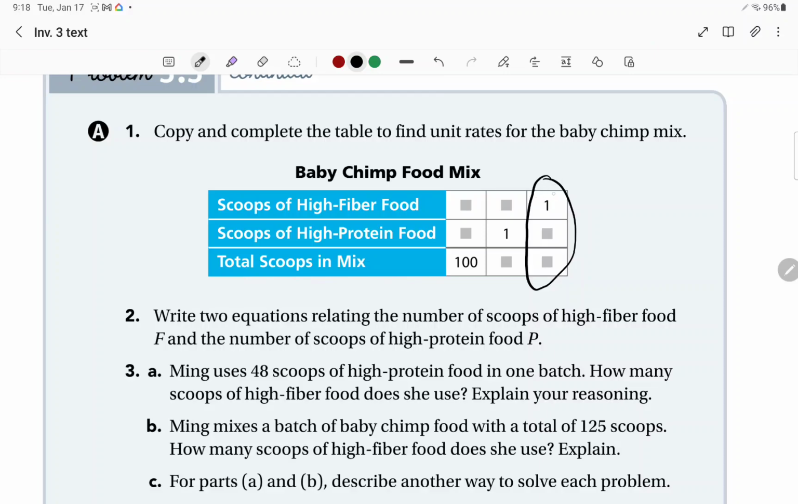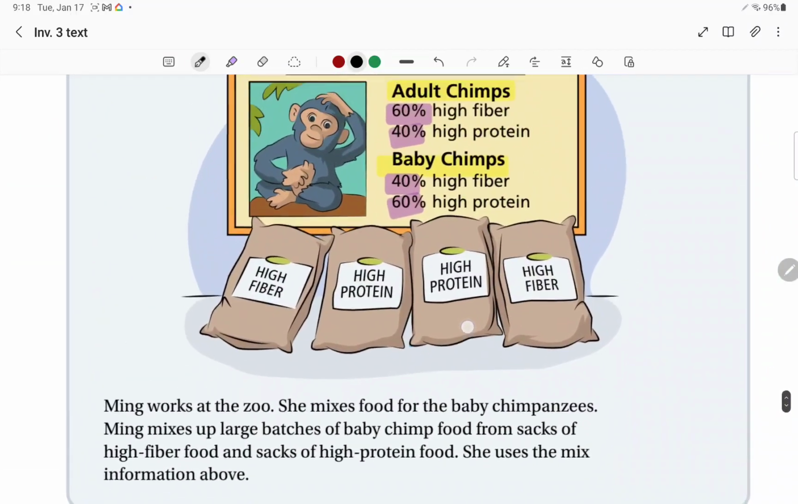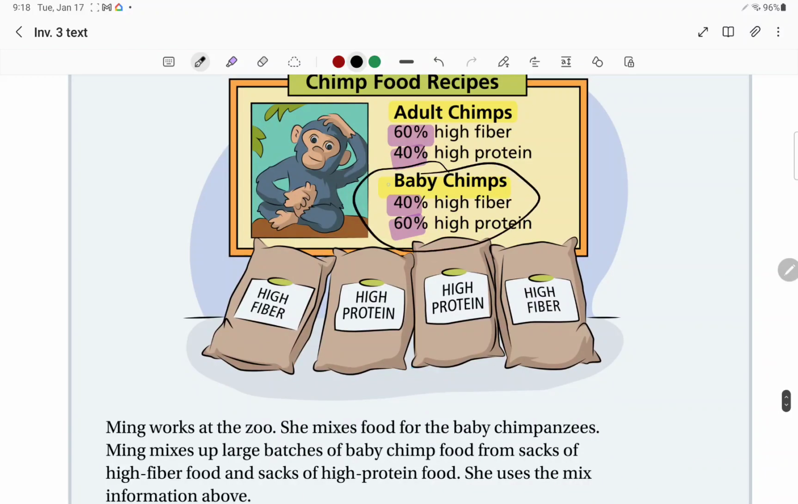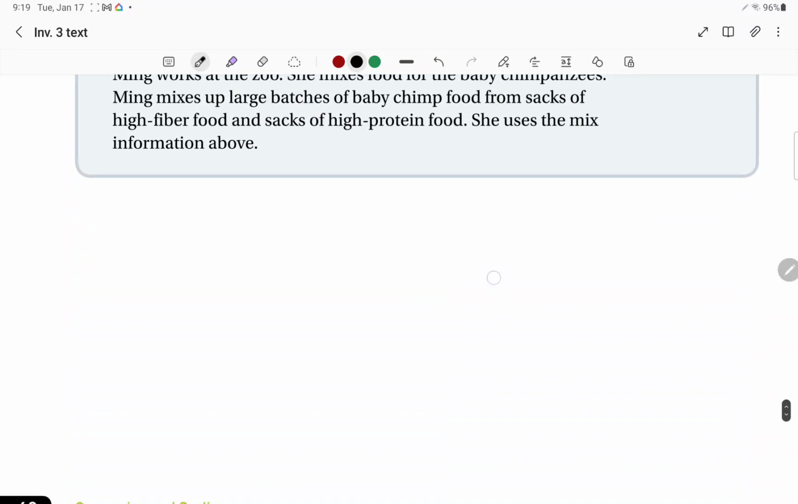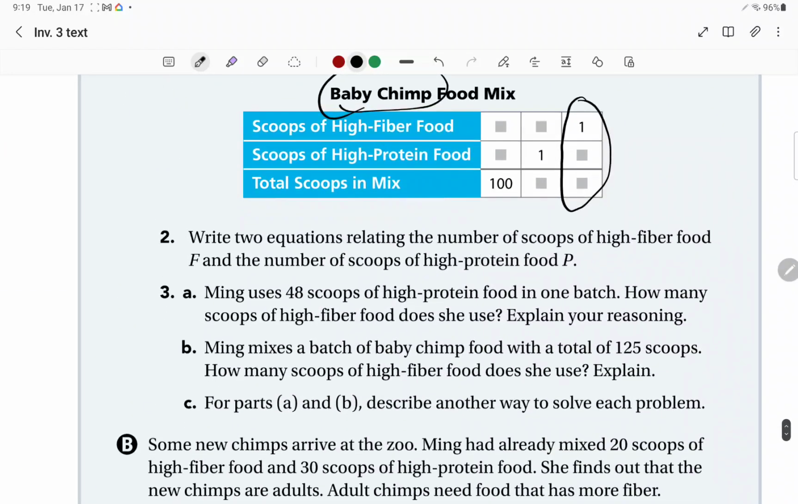Okay, so if you're struggling getting started, let's set up the proportions. So this is for baby food. And if you look back at the baby food, they need right here 40% high fiber, 60% high protein. All right, so the high fiber is going to be 40%, and the high protein, that's going to be 60% is what they're going to need. So when we set up our proportion, you know that they're going to have 1 scoop of high fiber, which consists of 40%.